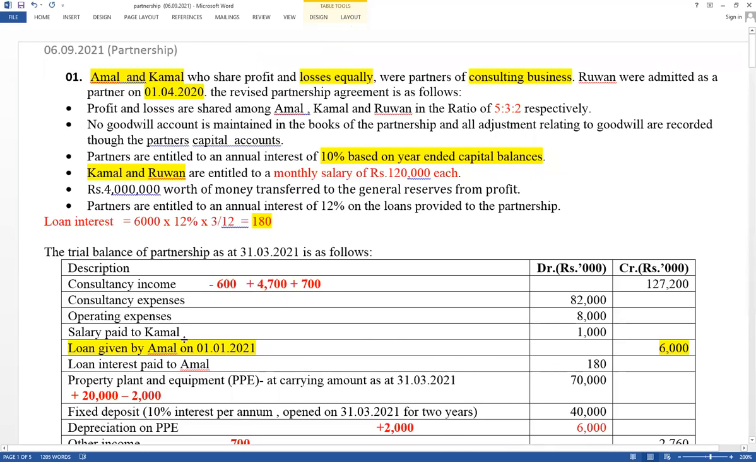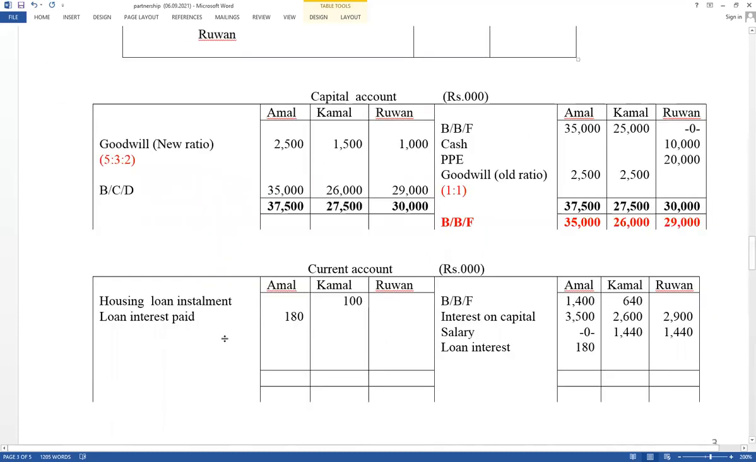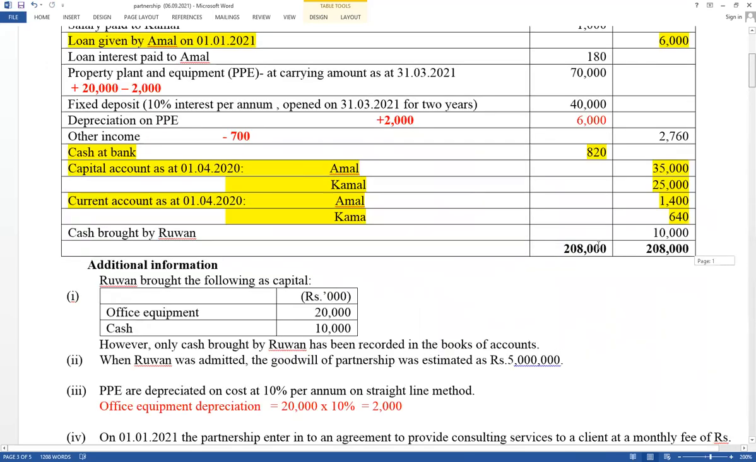Then salary paid to Kamal is given. All the paid amounts for partners should be recorded on the debit side of the current accounts. Salary paid to Kamal 1,000. Therefore, it should be recorded on the partners' current accounts debit side as salary paid, Kamal value equals 1,000. All the paid amounts for partners should be recorded on the debit side of the current accounts.